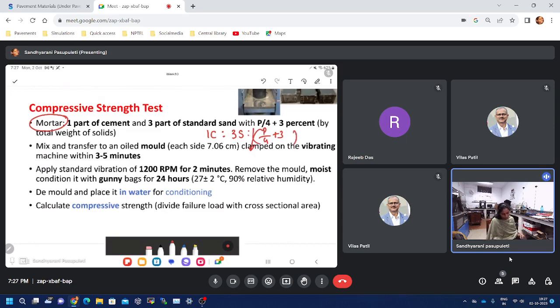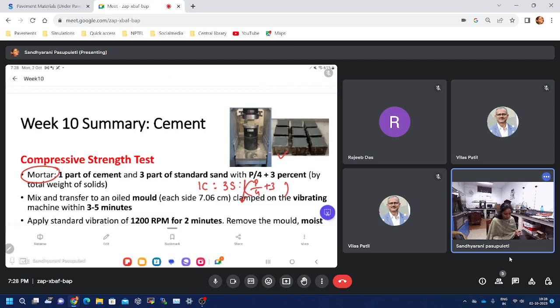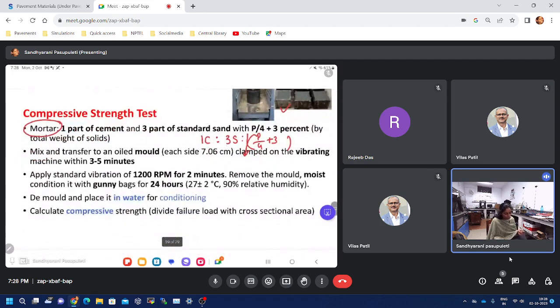That mortar we will transfer into the molds. These are the molds. We will transfer it into them. Then upon that we will place wet gunny bags, and for 24 hours these gunny bags maintain the moisture condition. We do not want the water we have added to evaporate. Mostly it is suggested that you cast the specimens in the evening, so that at night the temperature would be around 25 to 27 degrees. We can avoid the evaporation of the water. After 24 hours we will be demolding, taking out the specimens.